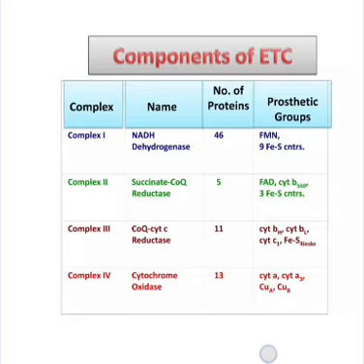Complex 2 is named succinate coenzyme Q reductase. It has 5 proteins and it contains FAD, cytochrome B, and 3 molecules of FeS. The third complex is named coenzyme Q cytochrome C reductase. It contains 11 proteins and it contains cytochrome B, cytochrome C1, iron and sulfur molecules. And complex number 4 is named cytochrome oxidase and it contains a total of 13 proteins.